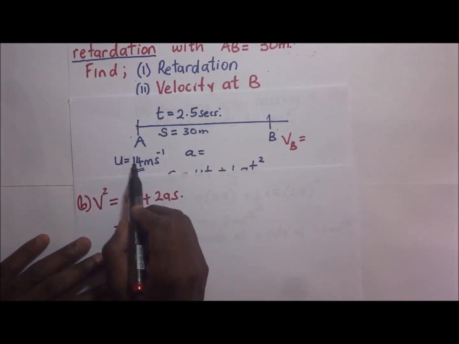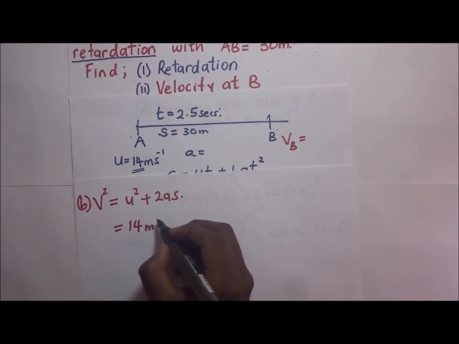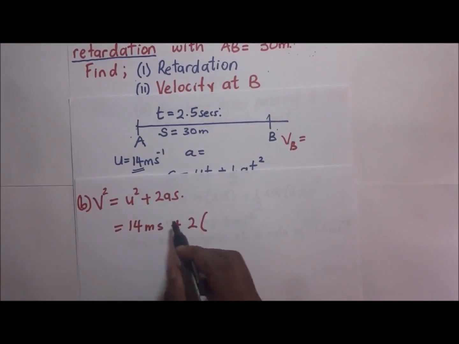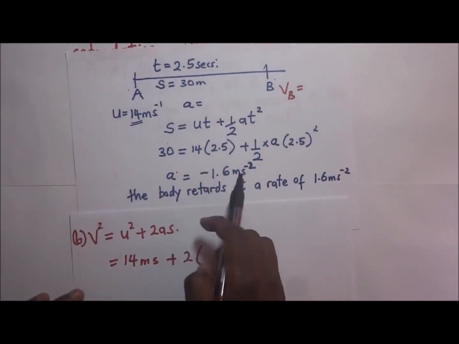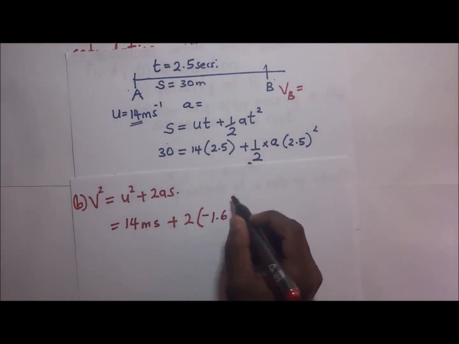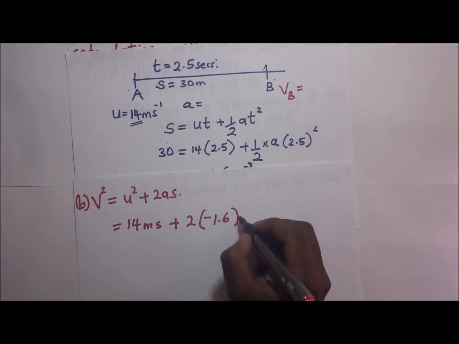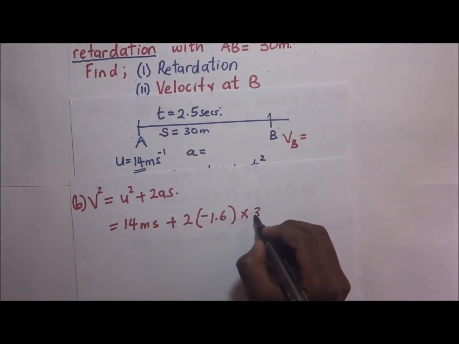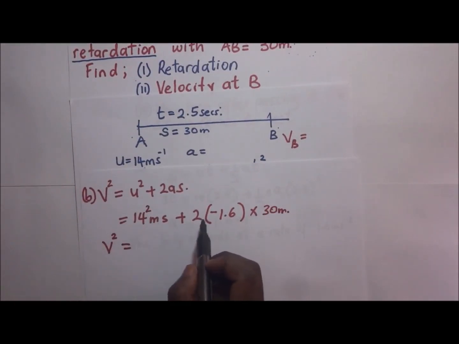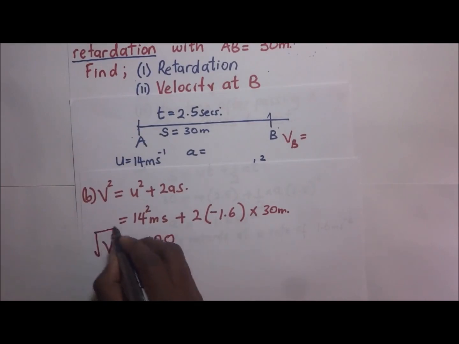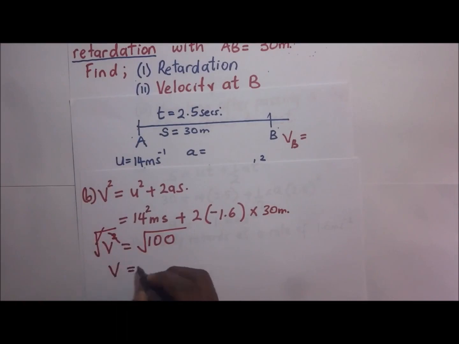So this is going to become, our initial velocity is 14 meters per second, so it's 14 meters per second squared plus 2 times acceleration. Now our acceleration here actually has a negative value. Remember, we got our acceleration as negative 1.6, so in our calculation we have to respect that negative and put it there. It's negative 1.6 because it's actually a retardation. Negative 1.6, 2 times acceleration times S. Our value of S, which is the distance, is 30 meters. So it's 14 squared plus 2 times that times 30 meters. So definitely when you get this, you end up with 100. When you find the square root on both sides, you end up with your velocity as 10. So our velocity here is 10 meters per second.